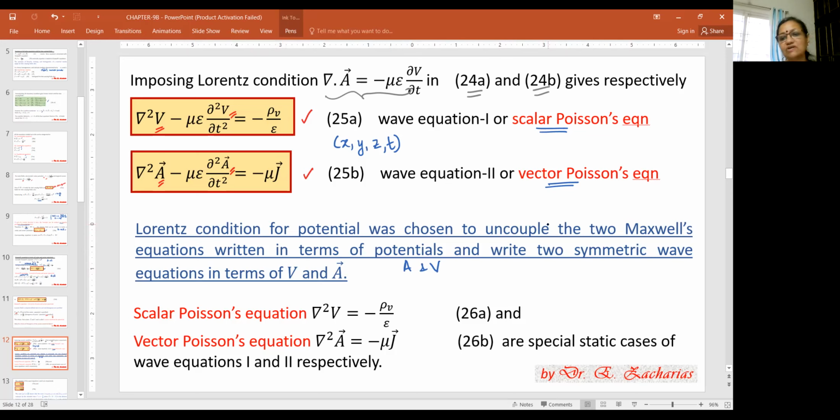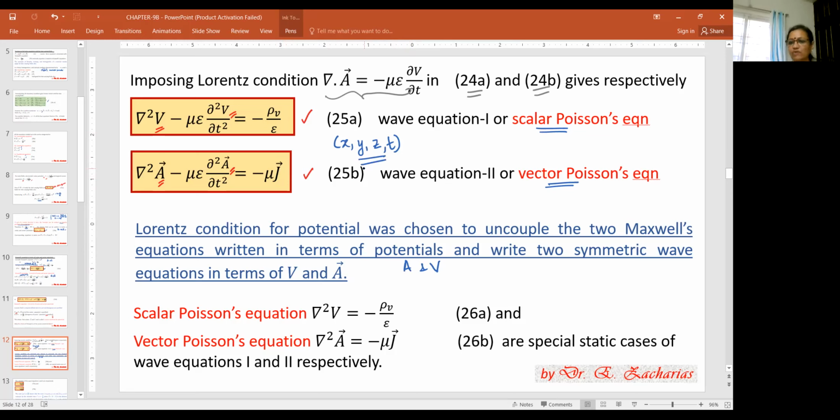And these two equations are also called wave equations 1 and 2. So a complicated, inelegant set of equations now got converted into two very elegant equations, which are quite like your Poisson's equation in the vector and scalar form. And now they represent Gauss's law and your modified Ampere's law after you have put in the Lorentz condition. Now these equations we have applied to dynamic conditions.